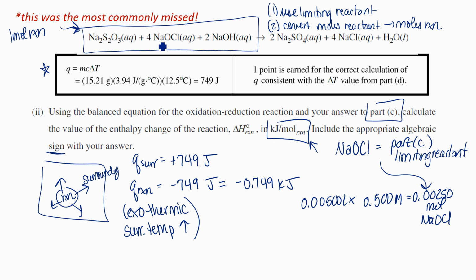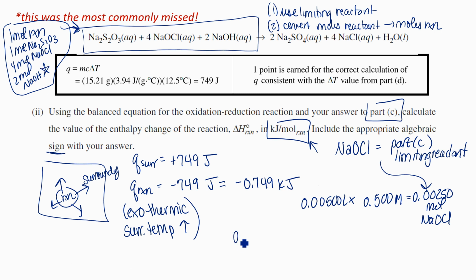So in 1 mole of reaction, we have 1 mole of sodium Na2S2O3, and then we have 4 moles of NaOCl, and we have 2 moles of NaOH react. So you can think of this as kind of its own set of mole ratios here. 1 mole of reaction is 1 mole of this, 4 moles of this, and 2 moles of this.